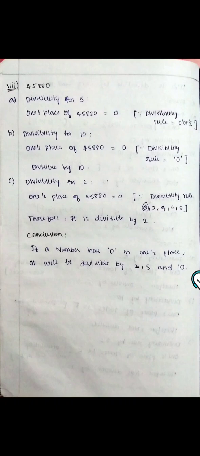So out of all these, what can we conclude? If a number has 0 in its ones place, we can blindly say that it will be divisible by 2, 5 and 10.